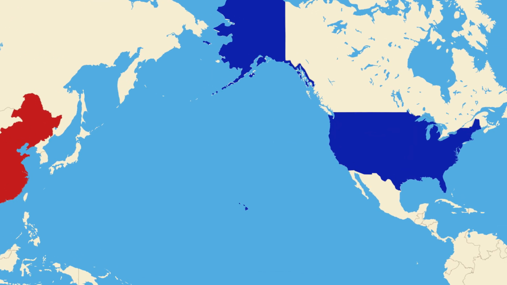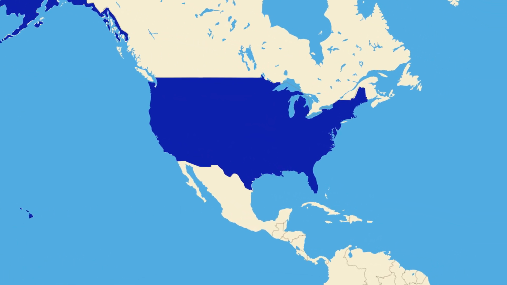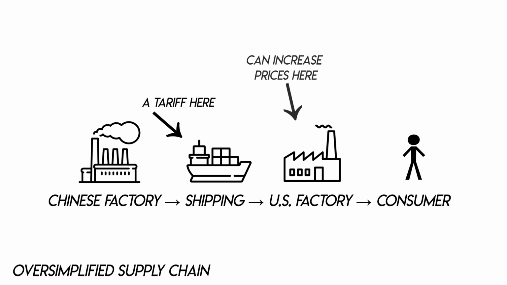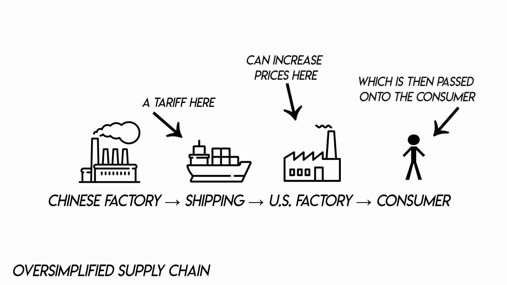However, as global supply chains have become more interconnected, tariffs can have unintended consequences. A tariff placed on Chinese electronics, for instance, might raise the costs for American tech companies that rely on these components.